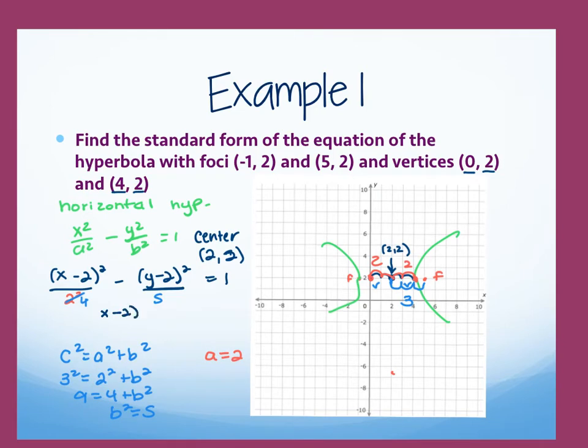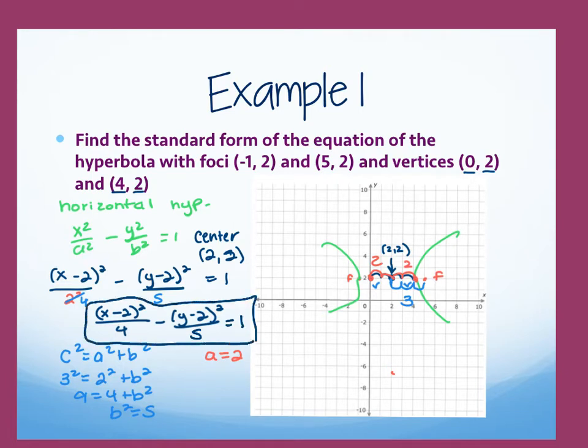(x minus 2) squared over a squared, which is 4, minus (y minus 2) squared over the square root of 5 squared, which is 5, equals 1. And there's the standard form of your hyperbola.